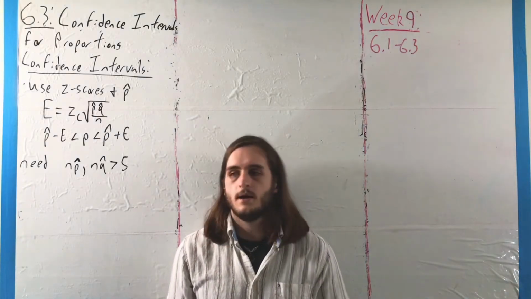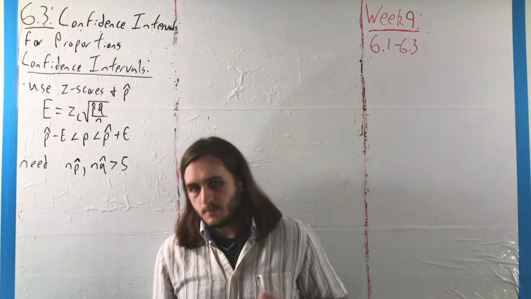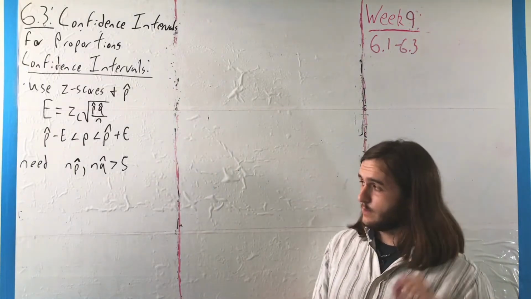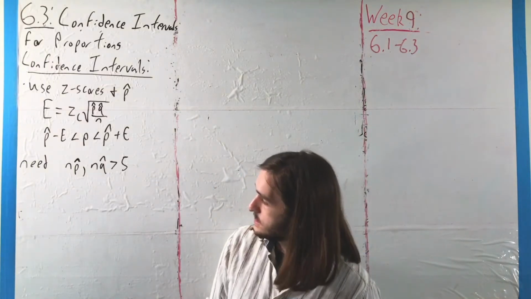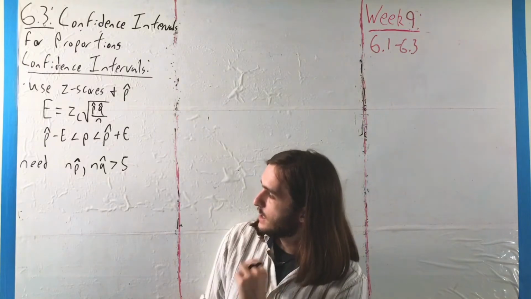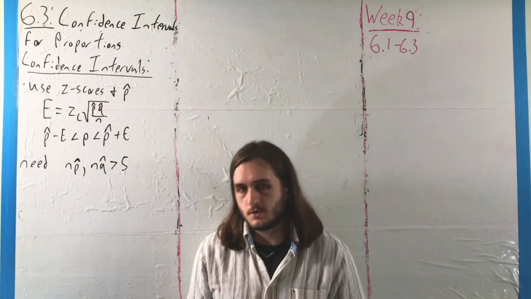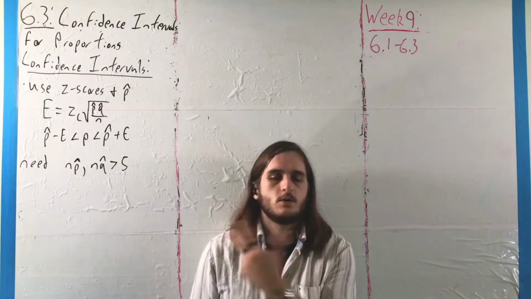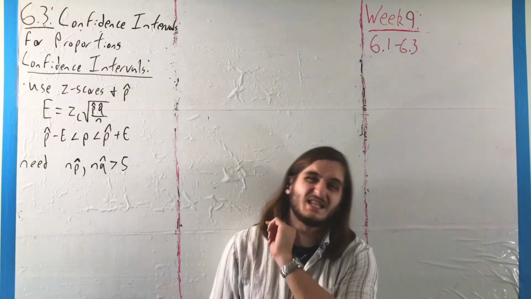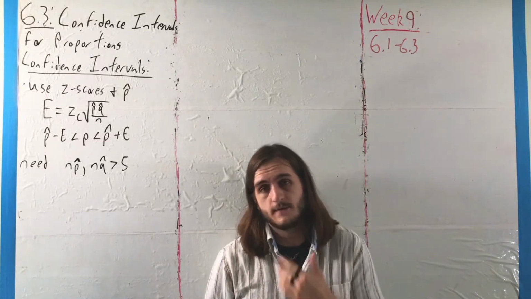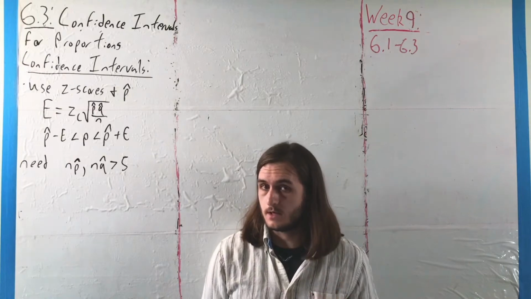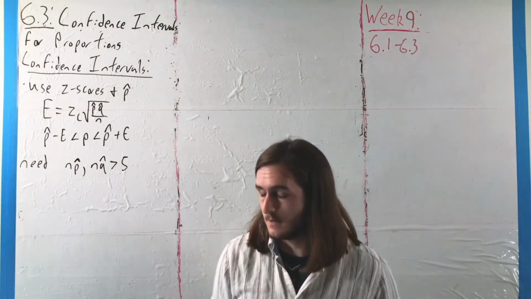in particular our required bit of information to make the central limit theorem, as it were, hold is that n p hat and n q hat are both larger than 5. But really, when we're looking at these things, they're going to be considerably larger than 5, so we won't have to worry about that too much. But let's take an example.